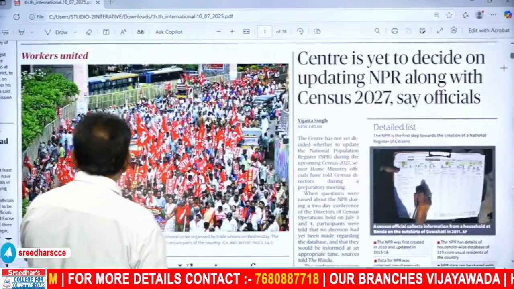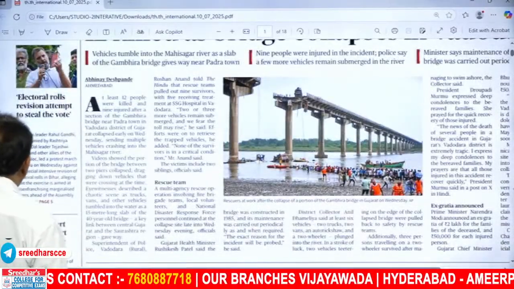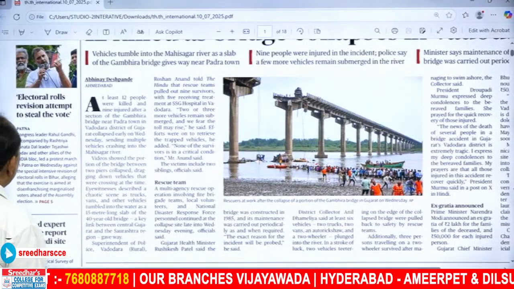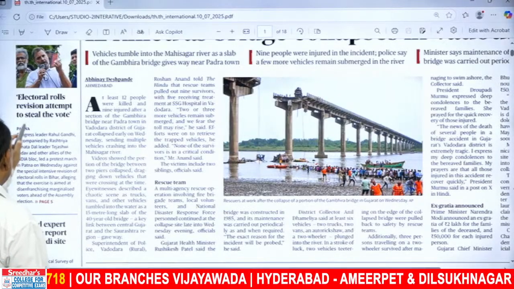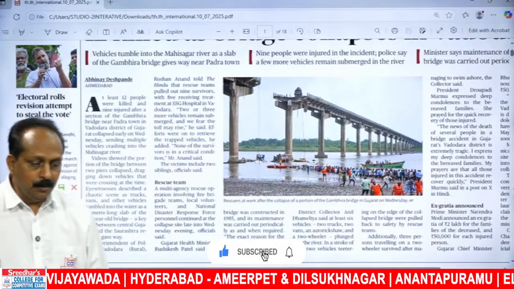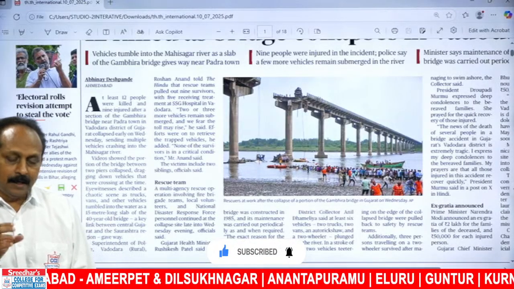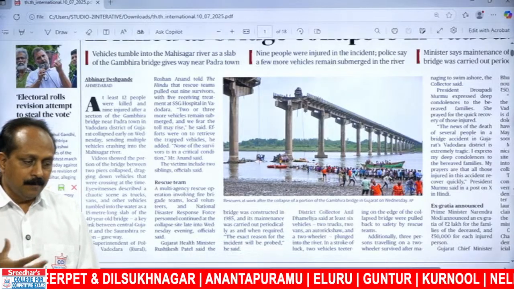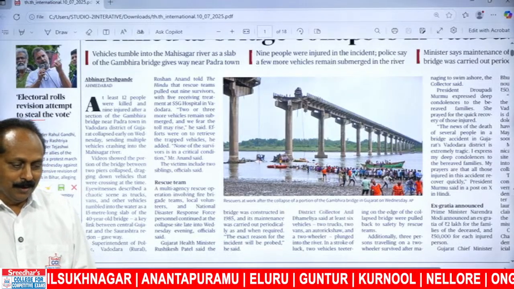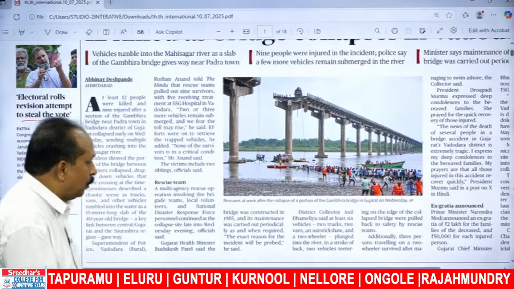Coming to a few snippets over here. Electoral rolls revision: attempt to steal the vote. This is a statement given by Rahul Gandhi. He accuses or alleges an attempt to steal the vote. I have done a few editorials based on electoral rolls. I did them right now, on the elections in Bihar.